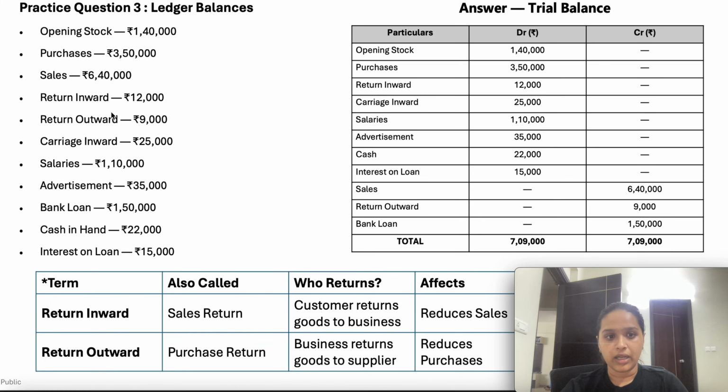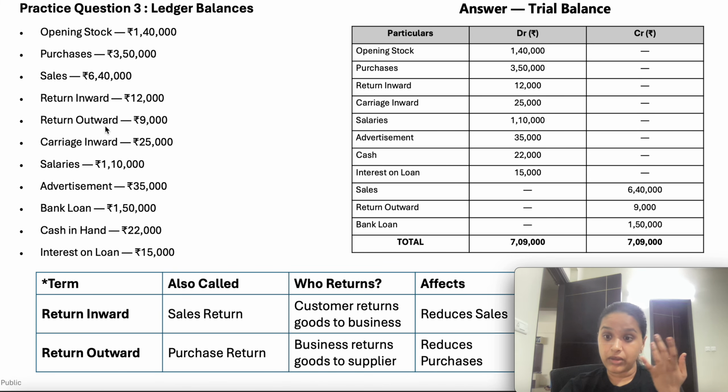Return inward or return outward. First of all you have to think about what is return inward, what is return outward. Return inward means something coming inside, right? So it means sale return. Inward means something coming into the business. Whenever you make any sale, it means something is going out from the business. It's vice versa of that. Return inward means sale return.